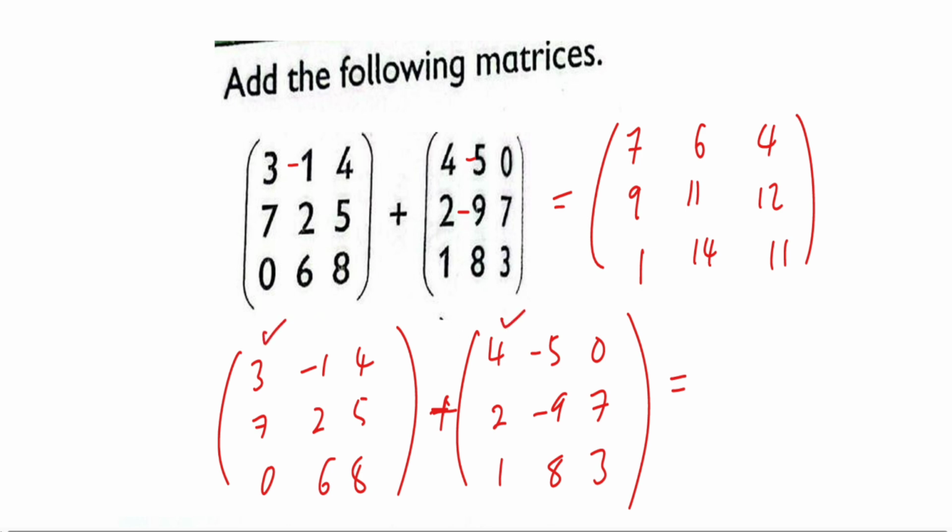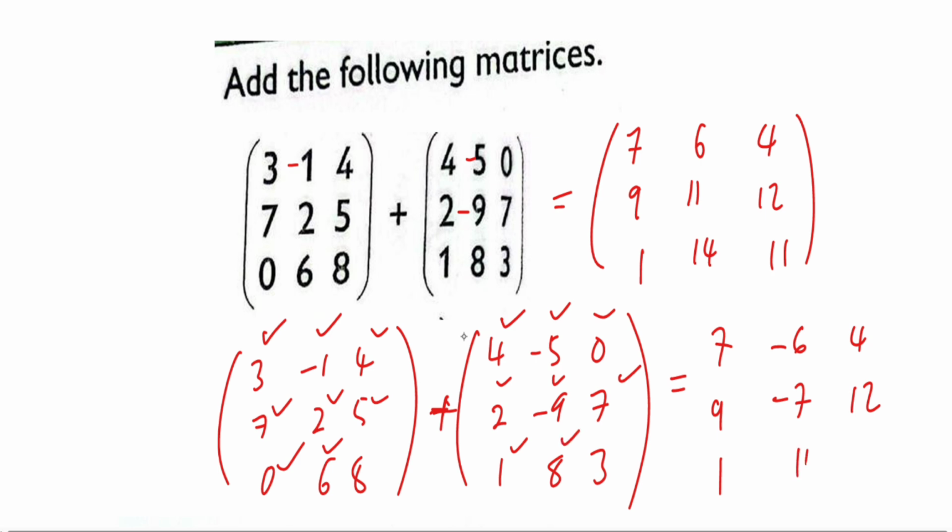3 plus 4 gives you 7. -1 minus 5 gives you -6. 4 plus 0 gives you 4. 7 plus 2 gives you 9. 2 plus -9 gives you -7. 5 plus 7 gives you 12. 0 plus 1 gives you 1. 6 plus 8 gives you 14. 8 plus 3 gives you 11. And therefore, this is your answer.